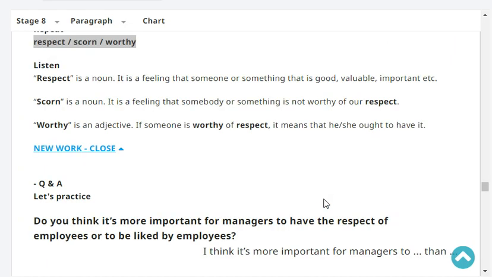The word respect is a noun. It is a feeling that someone or something is good, valuable, important, etc. Scorn is a noun. It is a feeling that somebody or something is not worthy of our respect. Worthy is an adjective. If someone is worthy of respect, it means that he or she ought to have it.